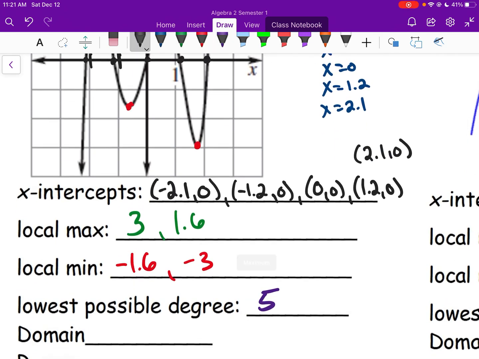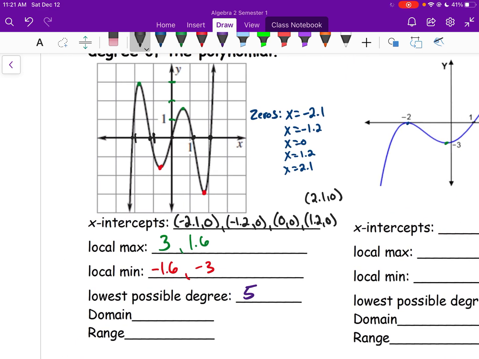All right, looking at domain and range again. Domain, how far left and right can we go? Basically, what x values can we plug in and get something back? Okay, it goes on left and right forever. So again, x is the element of all reals. Range, then you're looking up and down. What y values can I get back after I do an input? Okay, and it's going up and down forever. So again, y is an element of all reals.